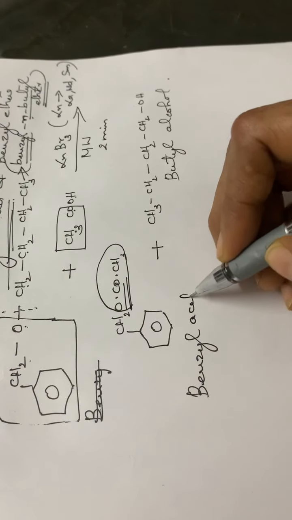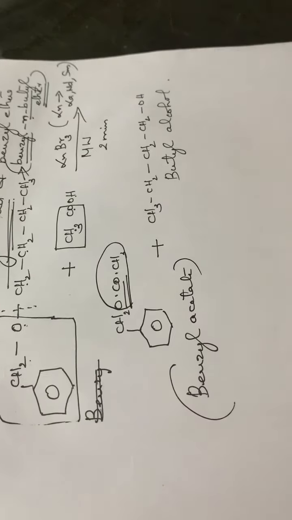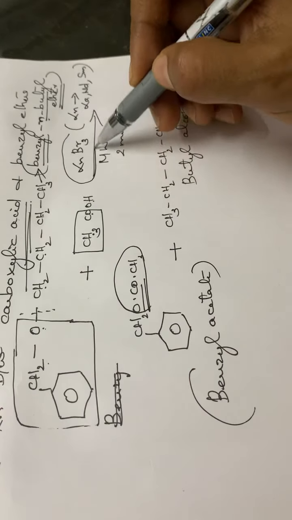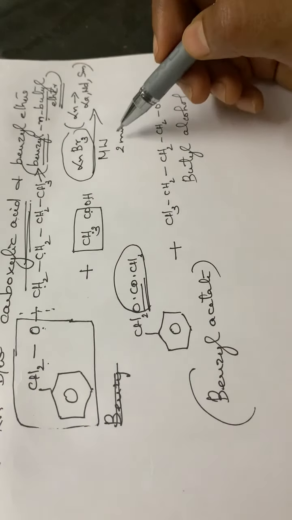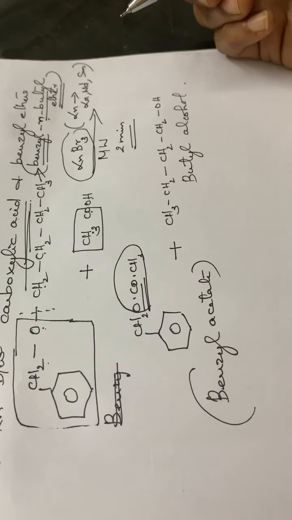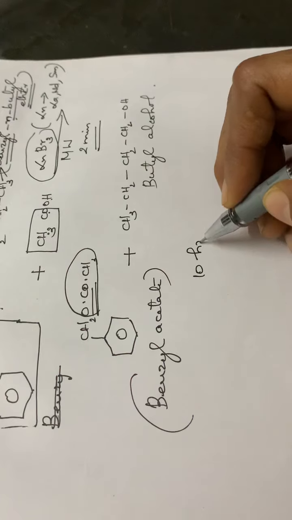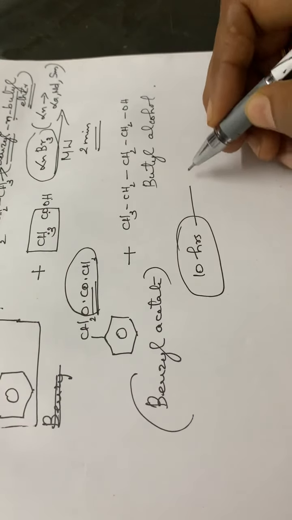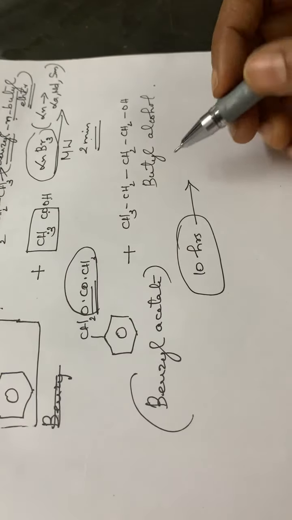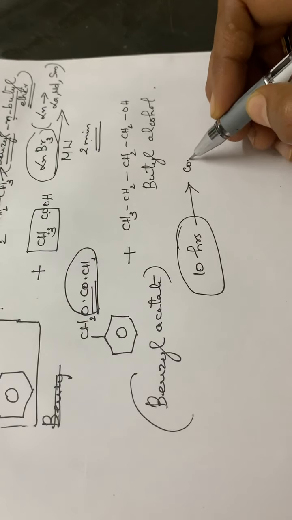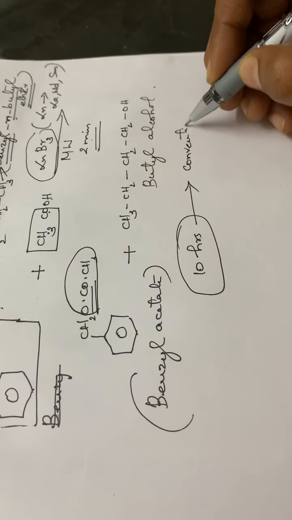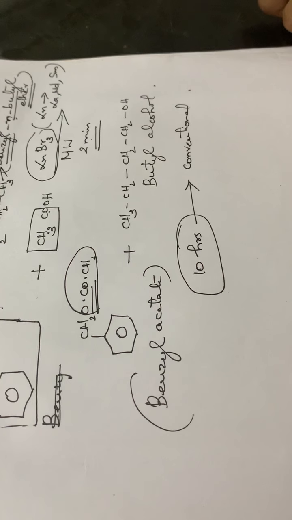Here also the solvent used is lanthanum tribromide, and the reaction will be completed in 2 minutes. Normally this esterification reaction takes 10 hours to complete. See the difference? Within just 2 minutes the reaction is completed, whereas by the conventional method it takes 10 hours.